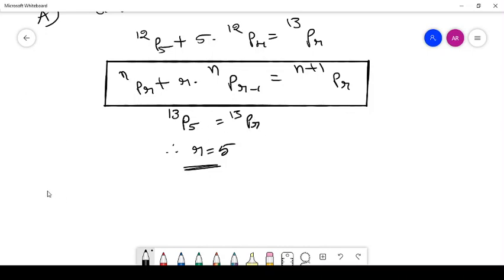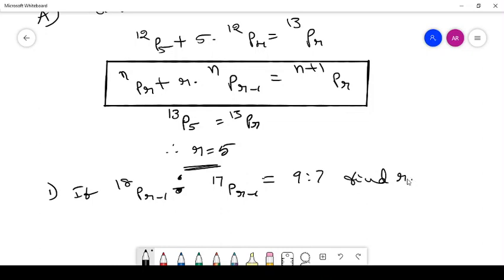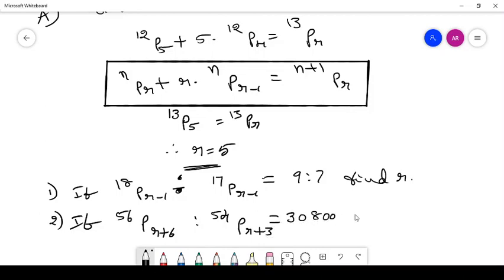Next, try yourself one problem. If 18P(r-1) is to 17P(r-1) is equal to 9 is to 7, find r. And one more. If 56P(r+6) is to 54P(r+3) is equal to 30,800 is to 1, find r.